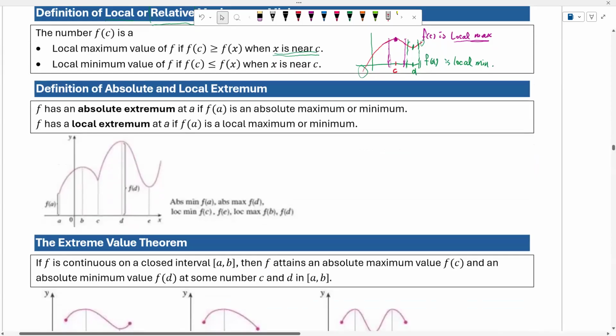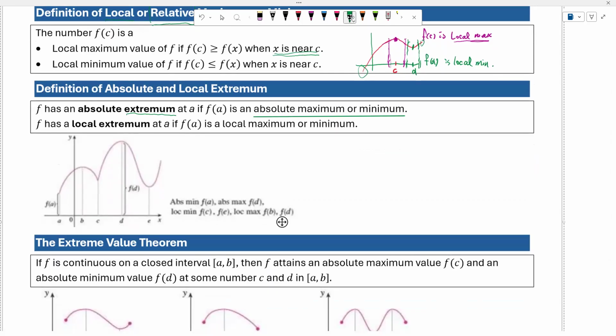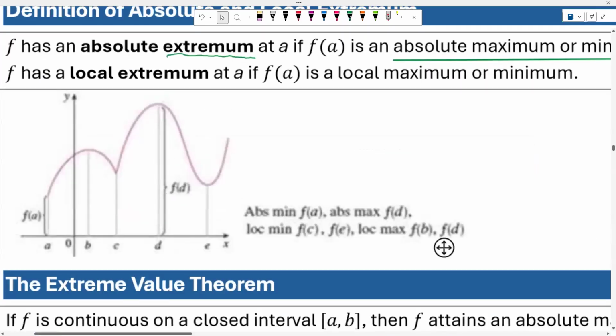Okay, so now sometimes if the problem asks you to find the extremum, or absolute extremum, what they're looking for is the absolute max or minimum. For the local extremum, they're looking for the local maximum or minimum. Okay. So then let us look at the following example, okay.